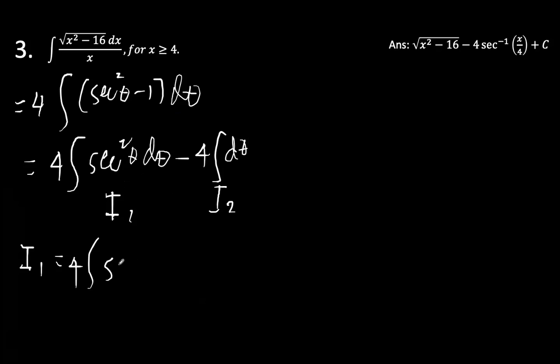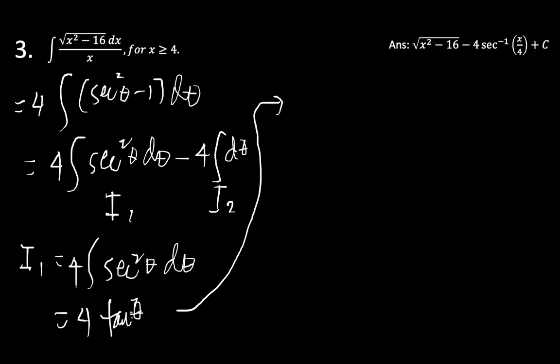So I have 4 secant squared theta d theta. Now, can you recall a direct formula for the integral of secant squared theta with respect to theta? All I know is that it's equivalent to tangent, right? So this is equal to tangent theta. I'm not going to add C yet. I'm going to add C later once I'm done getting the integrals of both terms. So we have already found the integral of the first term.